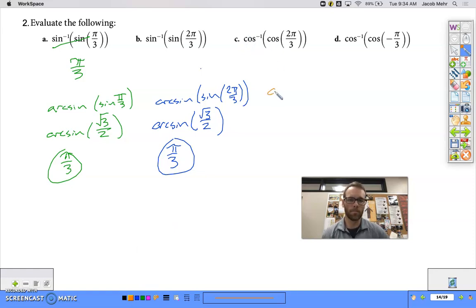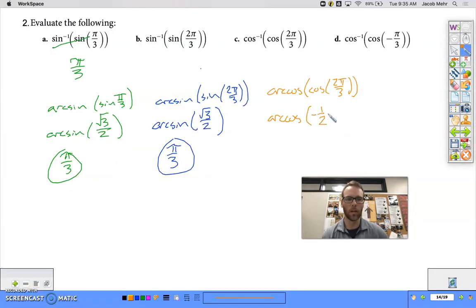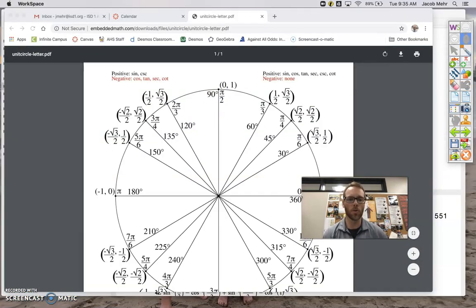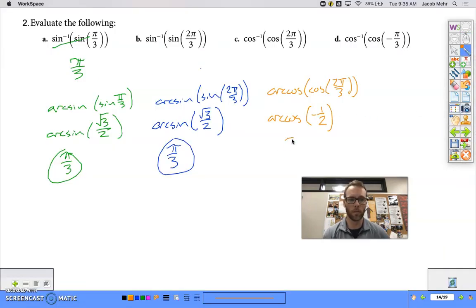The arc cosine of the cosine of 2 pi over 3. Well, what is the cosine of 2 pi over 3? That's negative 1/2. So now we have to find the arc cosine of negative 1/2. So where are we restricted to for arc cosine? Top half of the unit circle. So where on the top half of the unit circle is the cosine equal to negative 1/2? Right there, which is at 2 pi over 3. So we do get back to that original angle again.